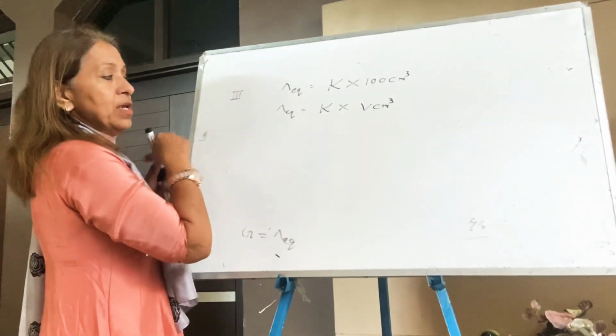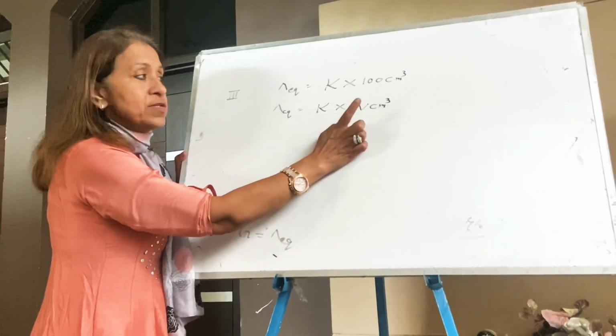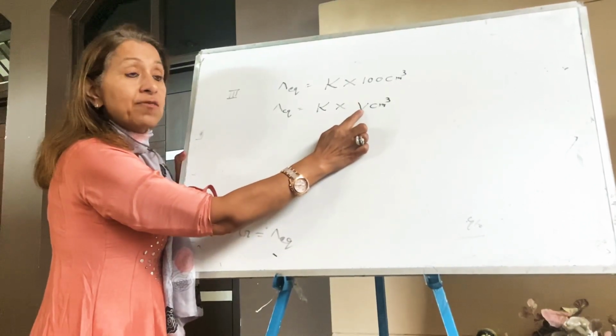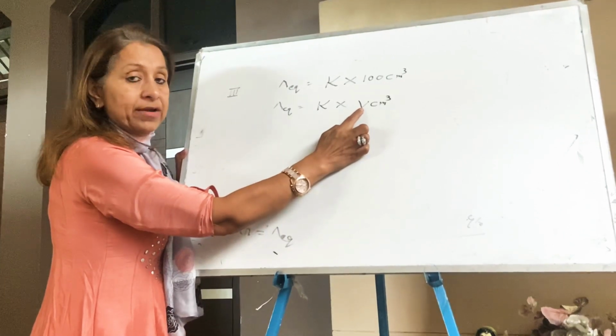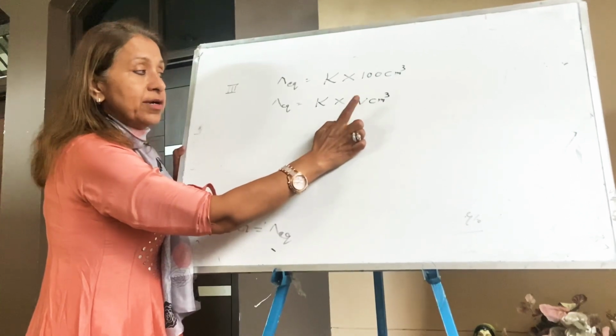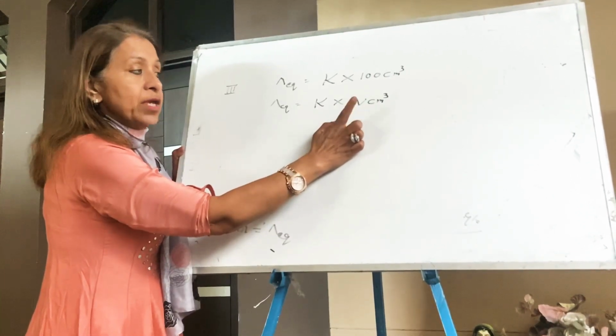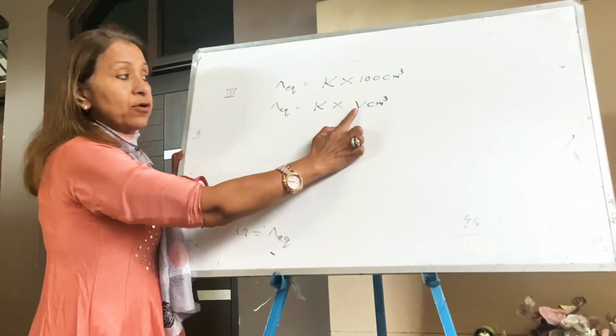So what is V? Write down, what is V? V is the volume of a solution. V is the volume of the solution which contains 1 gram equivalent of electrolyte. Write down, V is the volume of the solution which contains 1 gram equivalent of electrolyte.